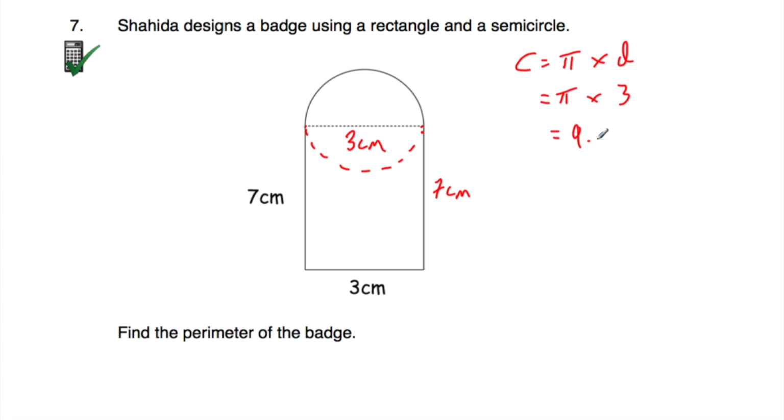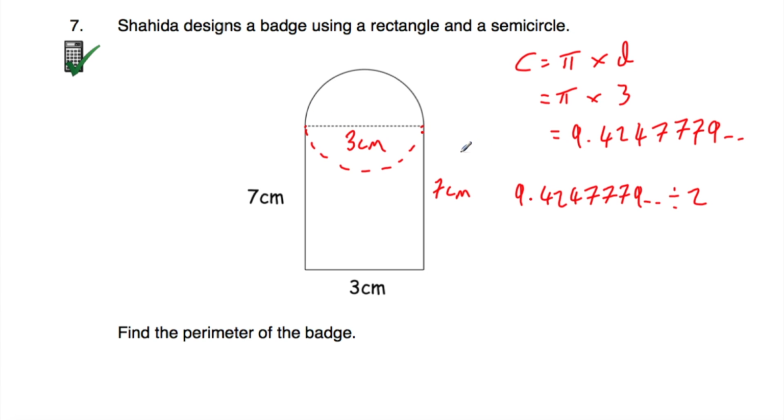That's equal to 9.4247779 and so on centimeters. That's the circumference of the whole circle. We're now going to divide that by 2. So we're going to take our 9.4247779 and so on, and we're going to divide that by 2. And that would tell us the length of this arc.